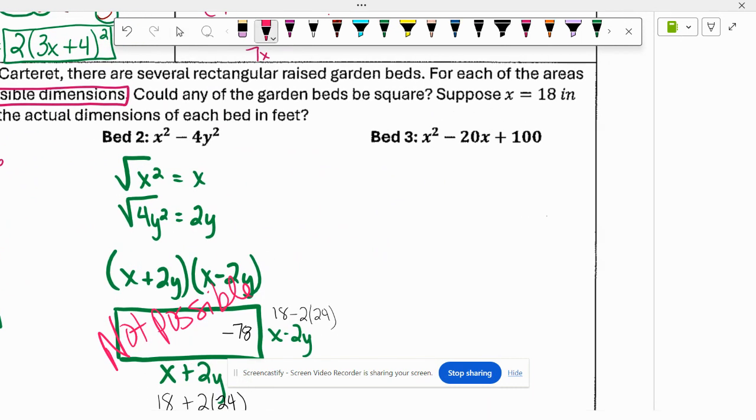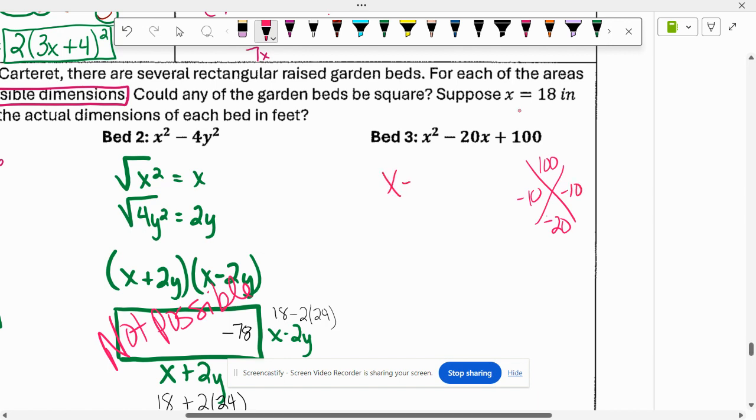Factor, let's see. So what are two numbers that I can multiply together to get 100, that when I add them, I get negative 20? Well, that looks like negative 10 and negative 10. So x minus 10 times x minus 10. So the better way to write that would be (x minus 10), the quantity squared.